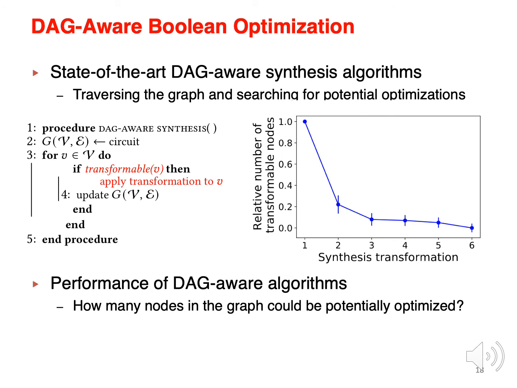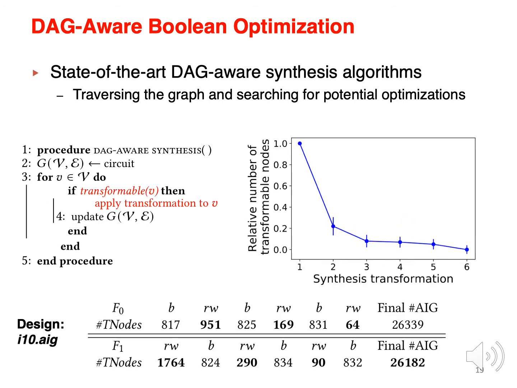optimization. So how do we measure this? We basically measure how many nodes in the graph can be potentially optimized. That is basically shown here. Because all the graph-based synthesis algorithms are traversal-based, you have to trigger this if statement, and if it is triggered, you can apply this optimization once. So counting how often this statement is triggered basically shows how much potential optimization you can apply to the design.